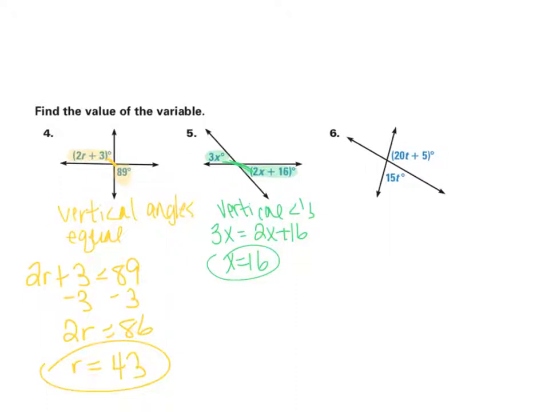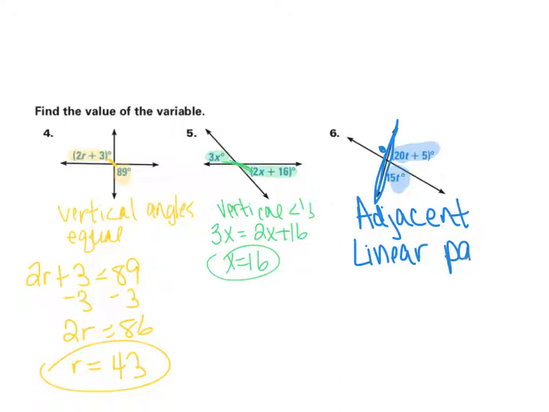Okay. On this next one, if you notice, we have, again, two lines that are crossed. But in this case, they are not across from each other, because across from the 15t is right here. So they are not vertical angles, okay? But they are adjacent to each other, so we know that these two angles are adjacent, or right next to each other. They share a common side, and together they make a straight line. So we would call these a linear pair. Another way that we could talk about a linear pair is to say that they are supplementary, because linear pairs add up to 180 degrees.